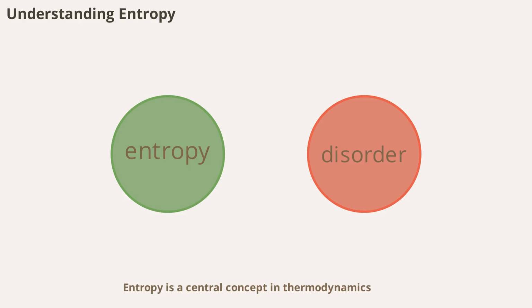Entropy is a central concept in thermodynamics, representing the degree of disorder or randomness in a system. As processes occur, entropy tends to increase, reflecting the natural tendency for systems to move towards greater disorder. Entropy helps explain why certain processes are irreversible and why energy becomes less useful over time. It's a key factor in understanding the direction of natural processes.